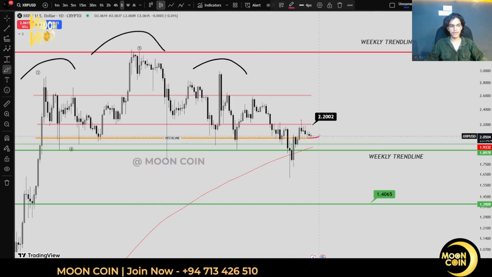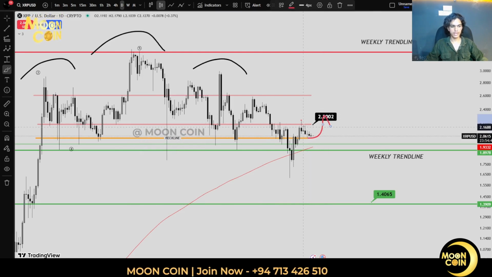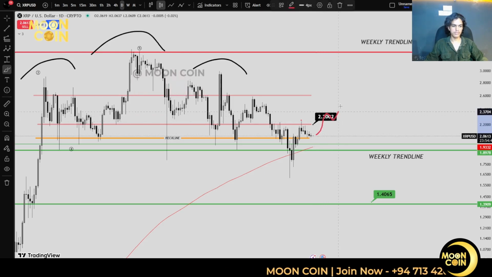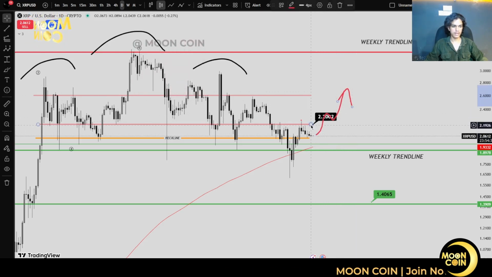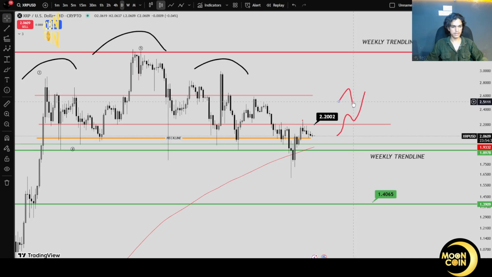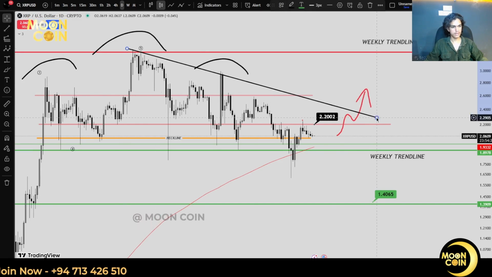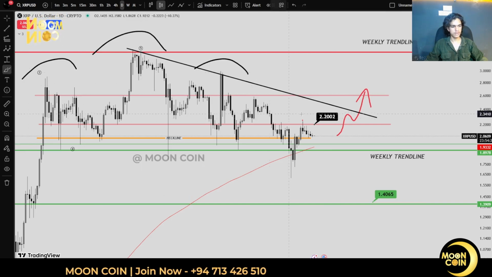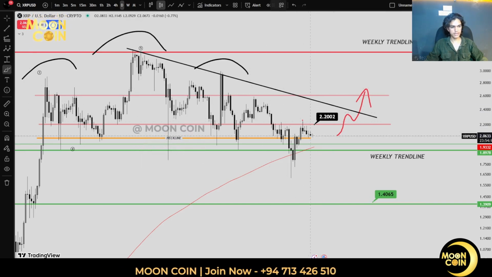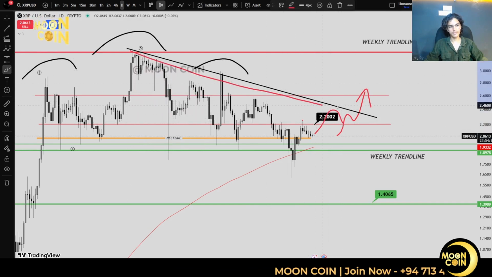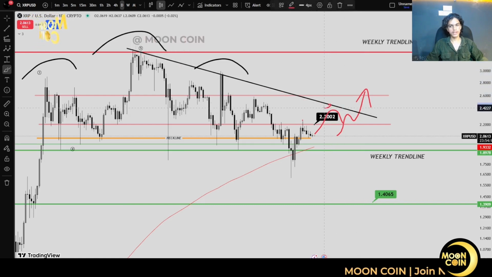If it bounces, it can also bounce up. This is an uncertain market. It can bounce up like this, I'll extend this line, so it can bounce and make a retest. And we have this descending trend line here, which is a good indication for a bull. Even though this trend line is broken to the upside, we still have this descending trend line, so the market can respect this descending trend line and drop.